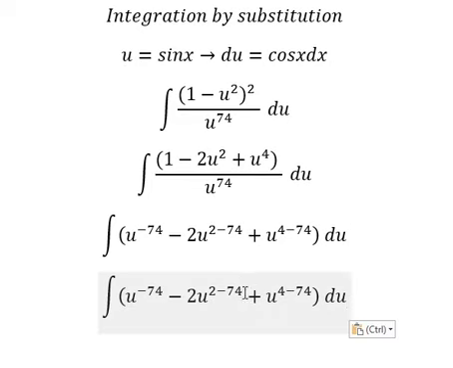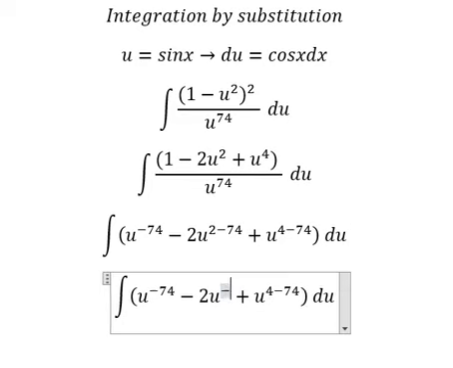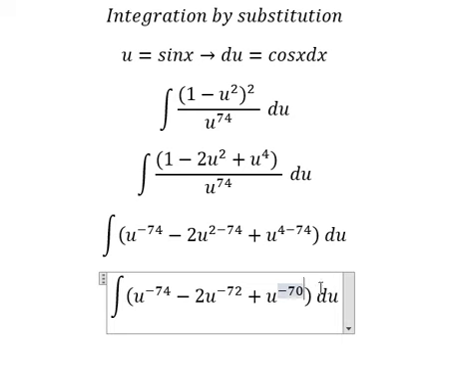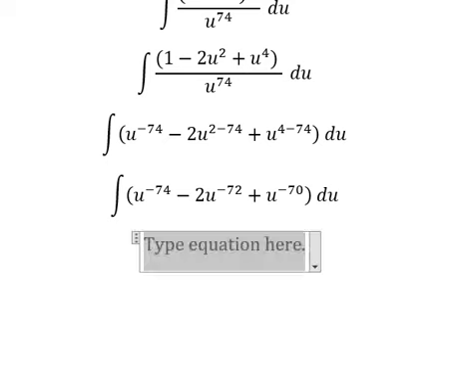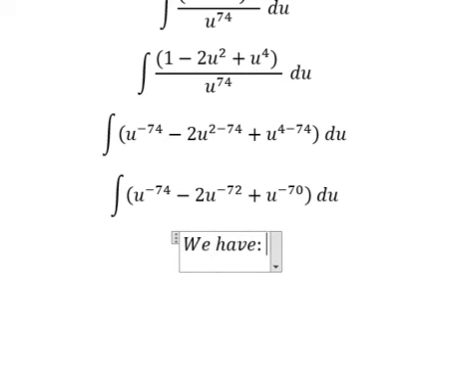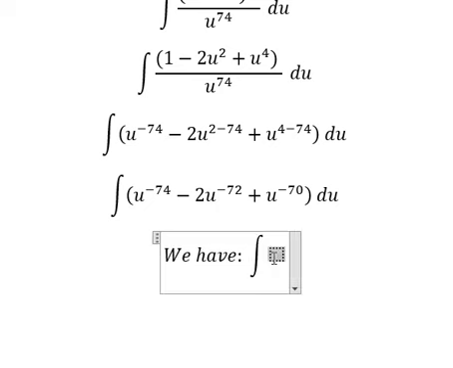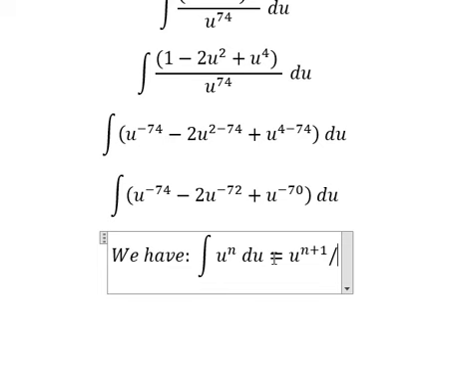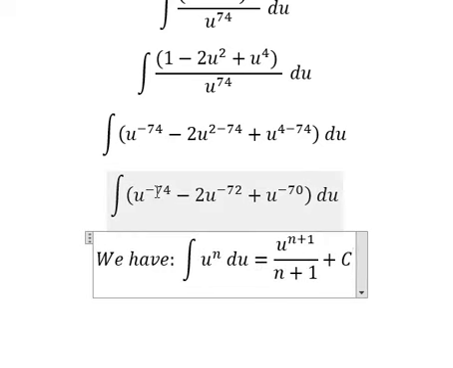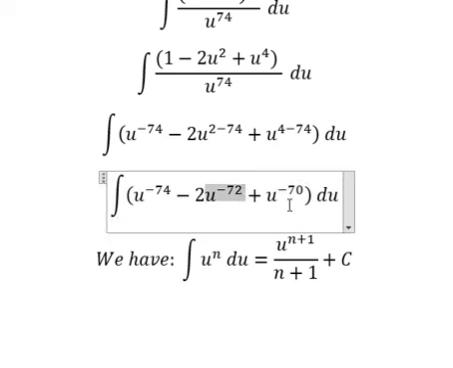So we have negative 72. This one we have negative 70. And now we have the formula in here. So we put negative number 74 gone here. Negative 74 plus 1, we have negative 73. Similar for this one and this one.